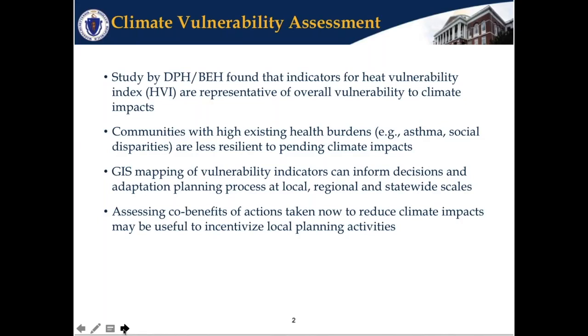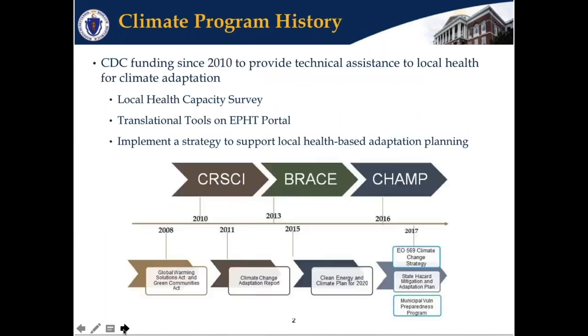We identified the importance of GIS mapping to look at these indicators and to inform decisions, and that was just demonstrated by Aaron. And assessing the co-benefits of actions taken now to reduce health impacts may be useful to incentivize local planning activities. So as Kristin mentioned, we have a long history here in Massachusetts with funding from CDC, starting back with the CRSCI and then with BRACE, as Aaron mentioned, and now we are with CHAMP.